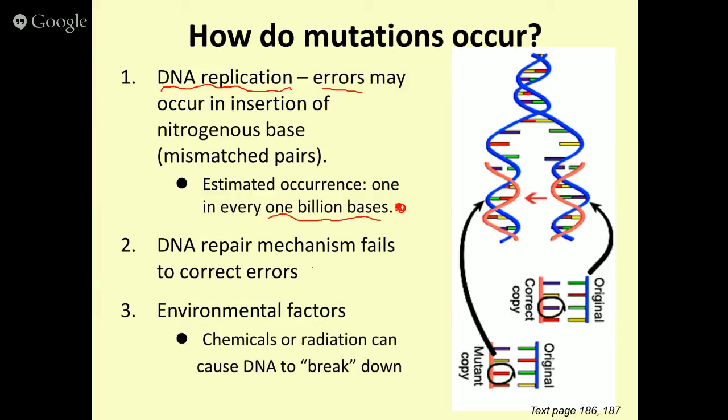Now, sometimes, like I said, the DNA polymerase fails to notice that there was a mistake in copying the DNA. So in that case, a mutation might slip through the net. And then the last one is the one that gets a lot of media attention, which is, can certain things in your environment cause DNA to mutate?